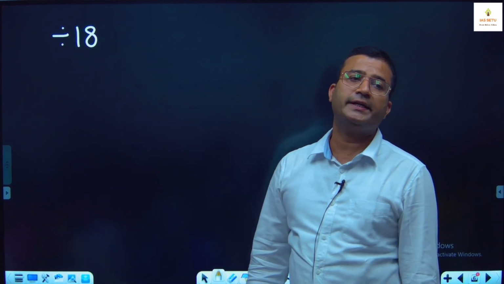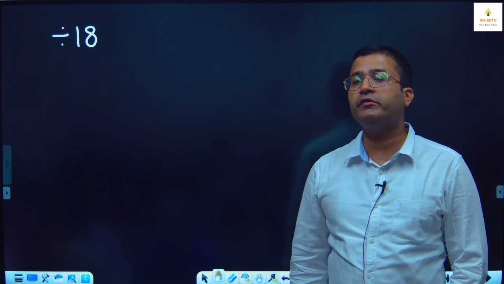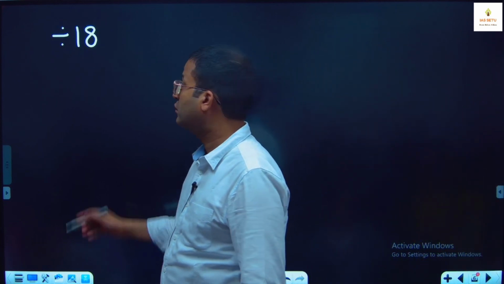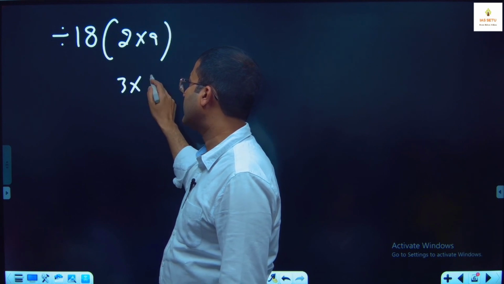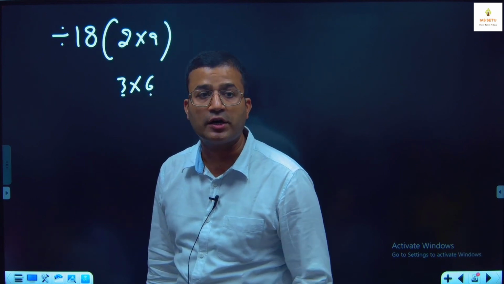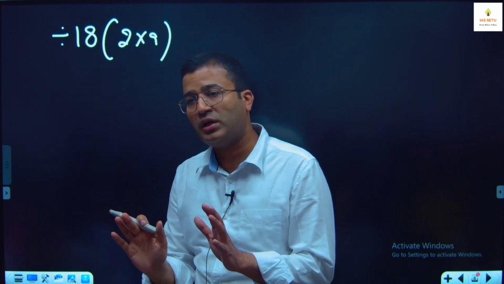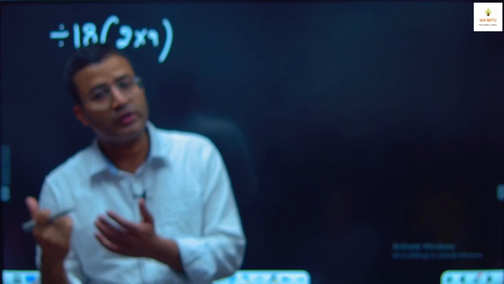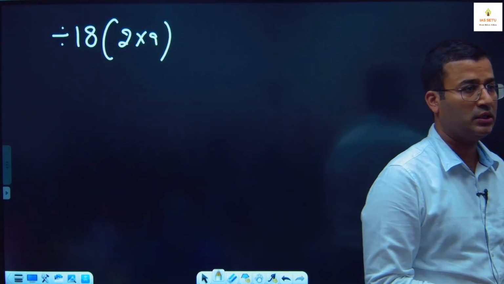Divisibility of 18. How will we check divisibility of 18? 2 and 9. Some people use 3 and 6, but 3 and 6 will not help. Why? Because 3 and 6 are not co-prime. See, I told you earlier, don't just memorize co-prime, otherwise you will get stuck here. In the LCM HCF topic you will get stuck.